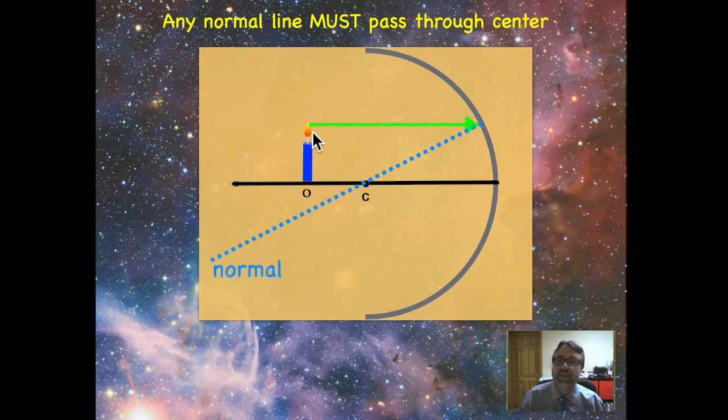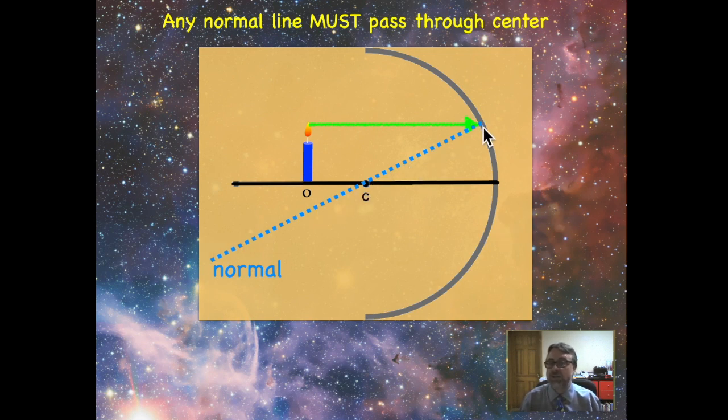Now, here is an incident ray coming from the top of the candle. Where it strikes the mirror, I need to draw a perpendicular line to the surface of the mirror. But this mirror is a sphere, a cross-section being a circle. Now, you may remember way back to geometry class, but any line that's perpendicular to the edge of a circle must pass through the center. That is, any line perpendicular to the edge of a circle is a diameter line, which by definition passes through the center. So the normal line here must pass through the center of the circle.